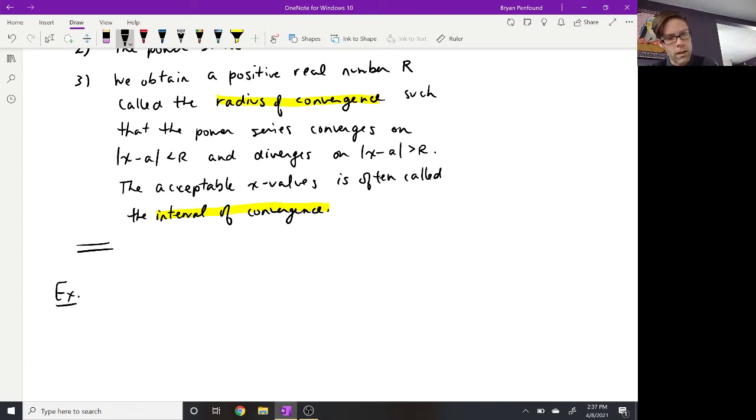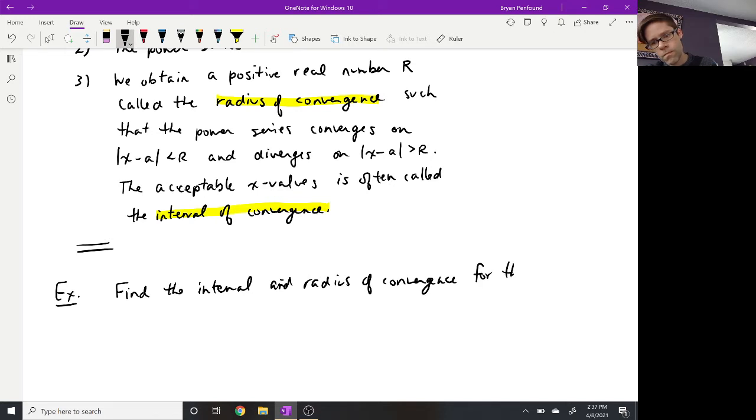So let's find the interval and radius of convergence for the following power series.